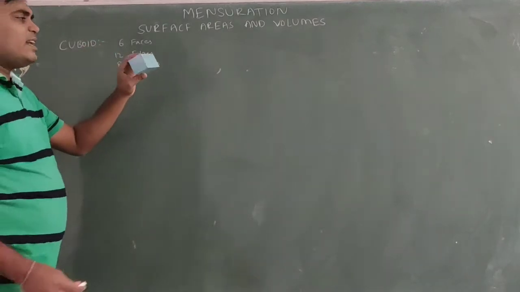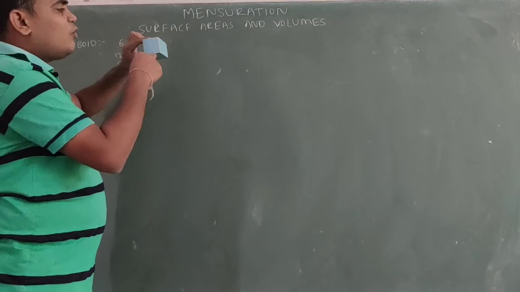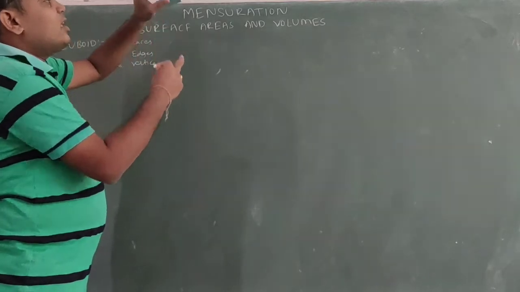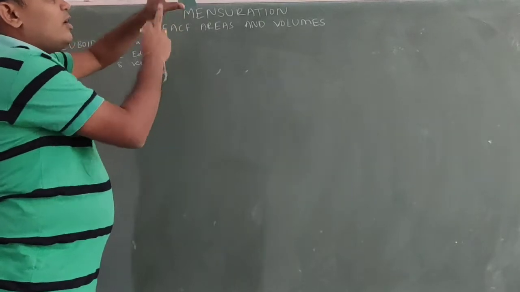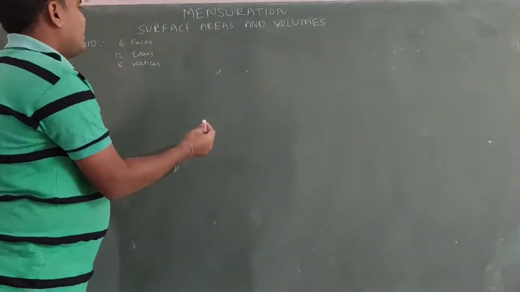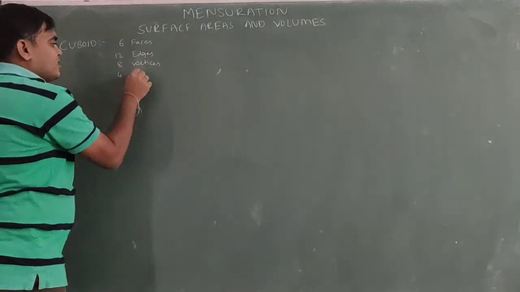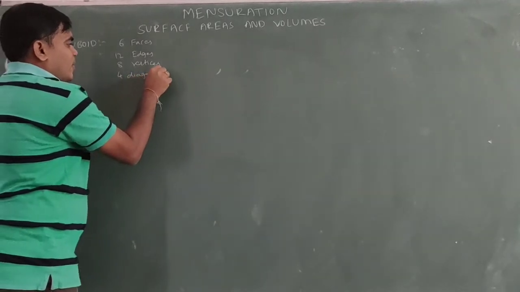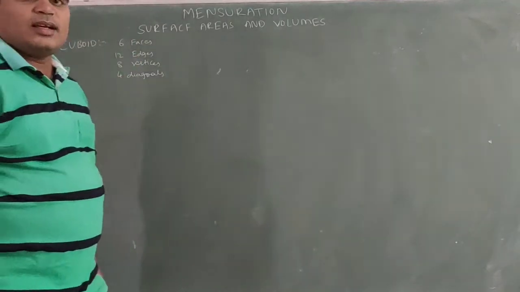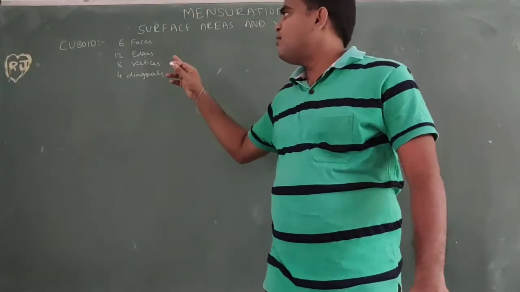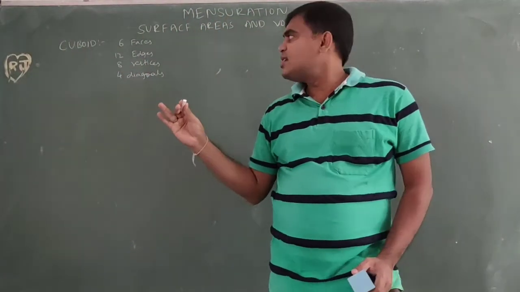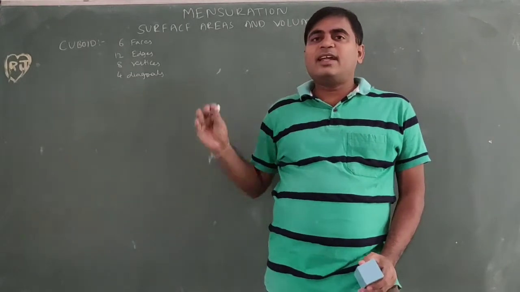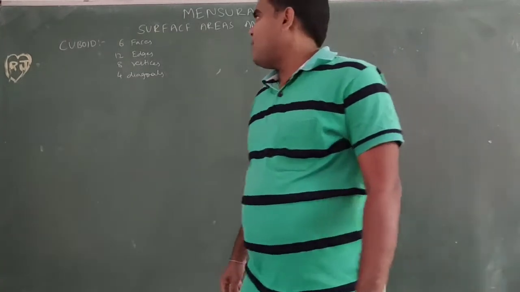A diagonal is nothing but this vertex to the opposite vertex down. So this is one diagonal, this is another diagonal. 4 diagonals exist. This is the information: a cuboid contains 6 faces, 12 edges, 8 vertices and 4 diagonals.